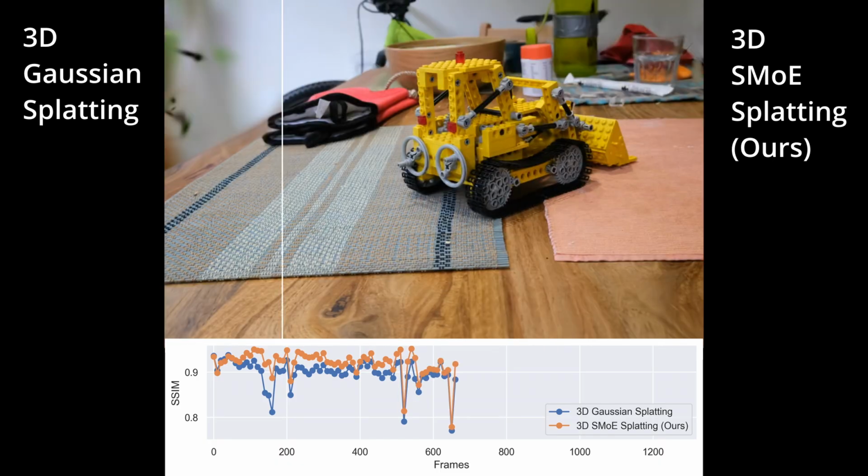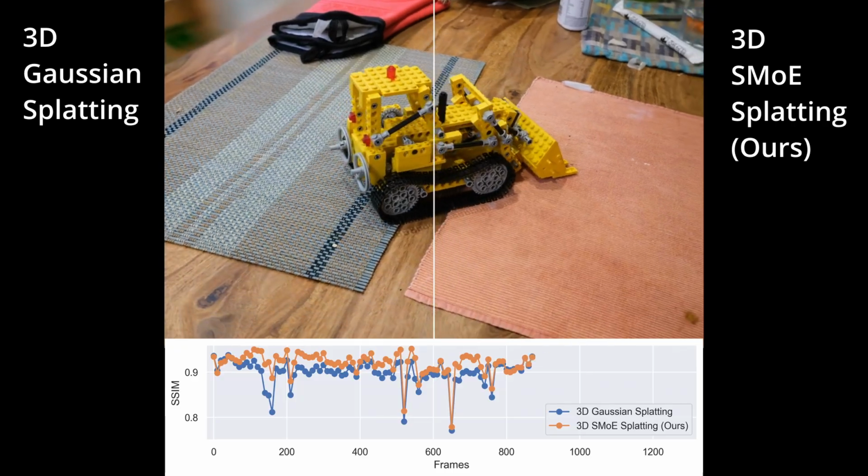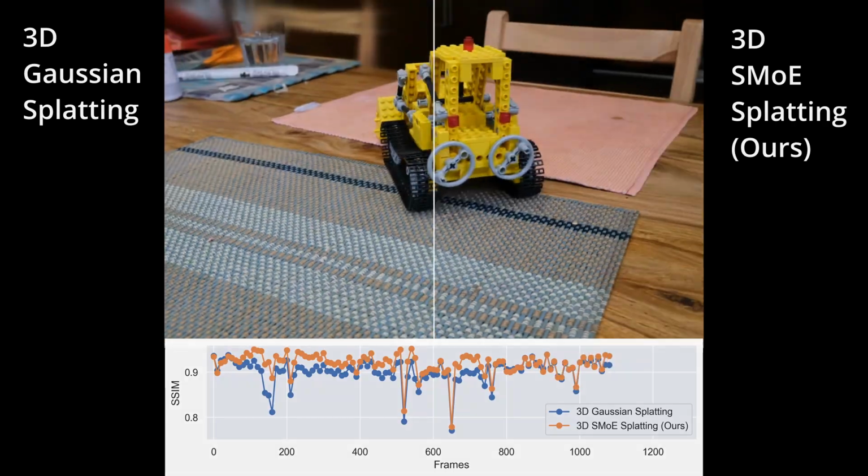But this isn't just an upgrade. It's a shift in how we think about splatting. From brute force to expert choice. From blending everything to selectively gating the right details. From more Gaussians to better ones.